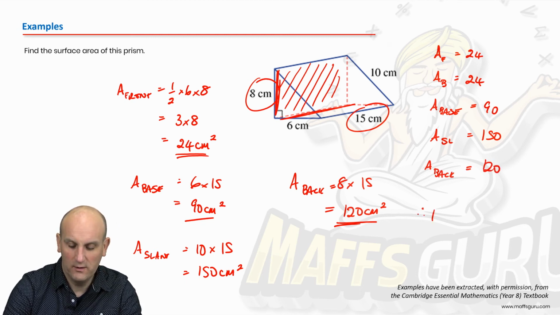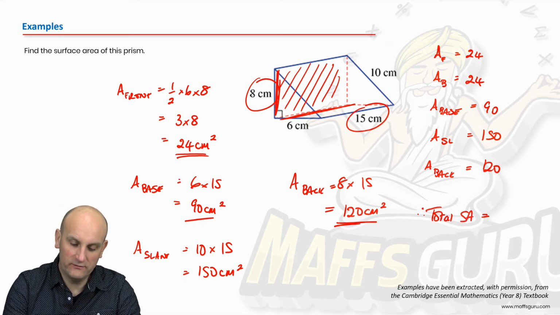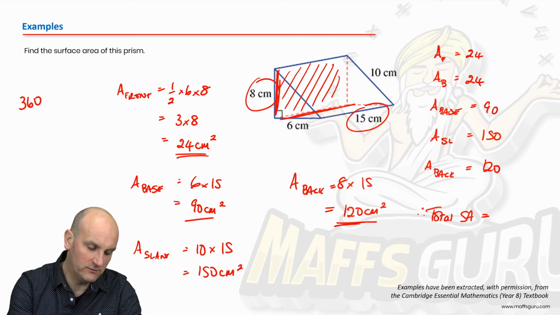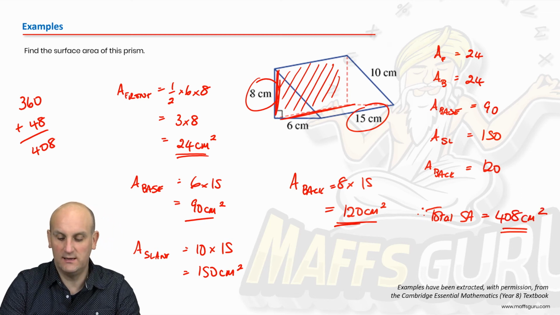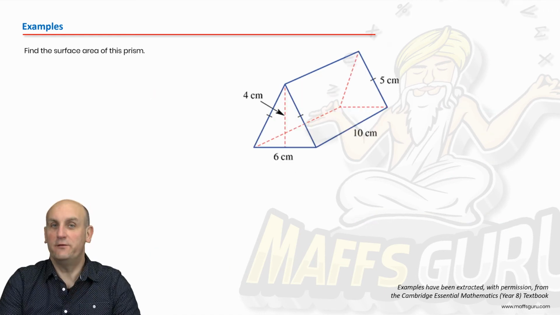So therefore, total surface area is equal to, and we just add all those together. So 150, 240, 340, 360. So let's just do a calculation up here. 360 plus 48 gives me 408. So 408 centimeters squared. Ka-ching!